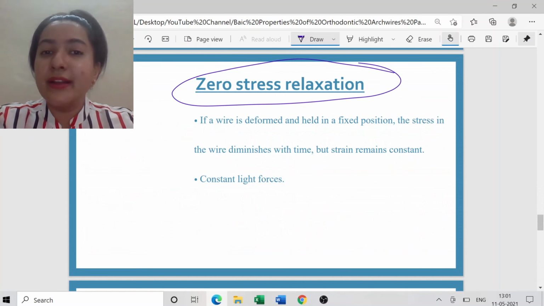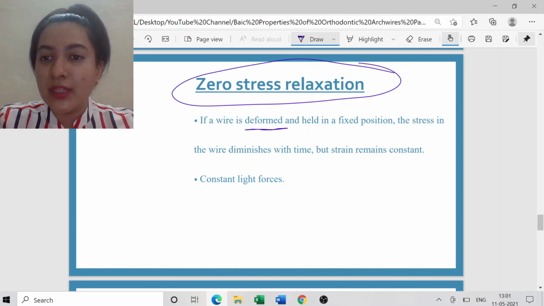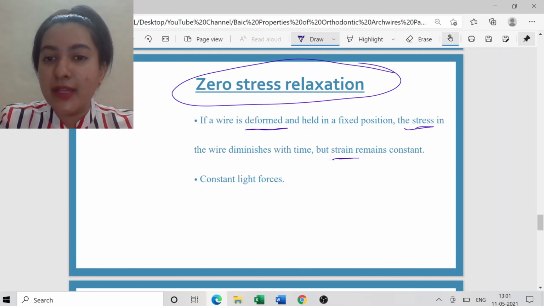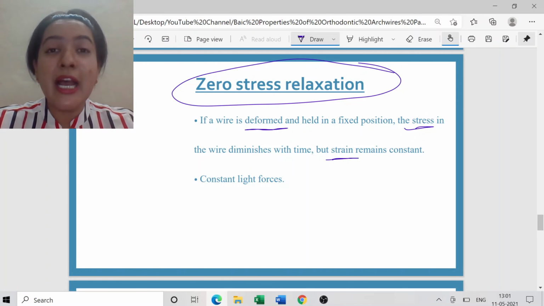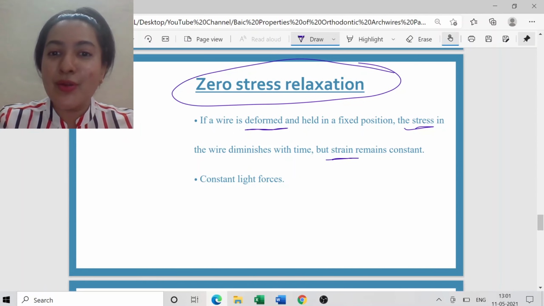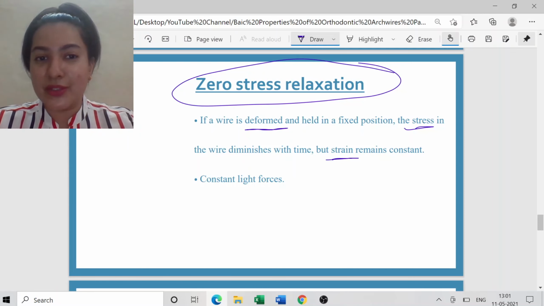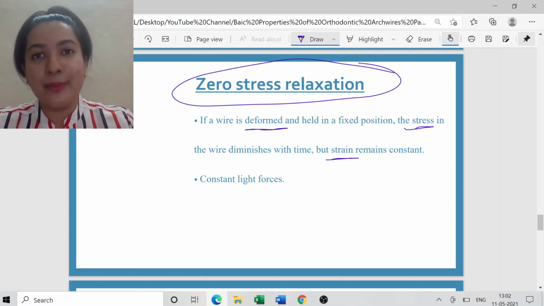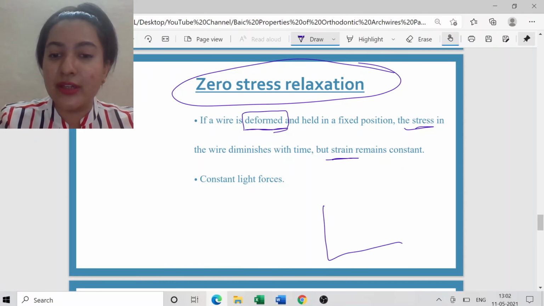See, if a wire is deformed and held in a fixed position, the stress in the wire diminishes with time, but strain remains constant. So let me repeat the same thing. If you have not seen the previous two videos, I request you to see them, only then you can easily understand all these things, because the three words underlined here can only be understood if you have seen the previous videos. If a wire is deformed, meaning, let us plot the stress strain curve again.